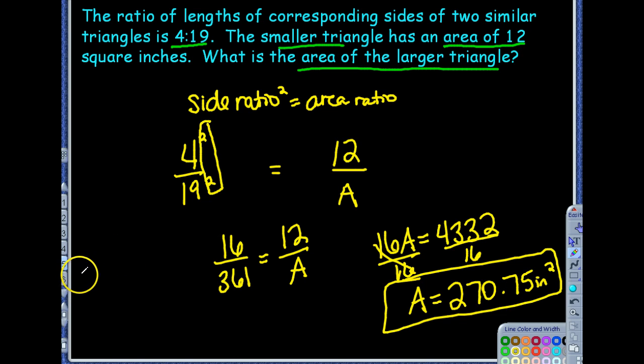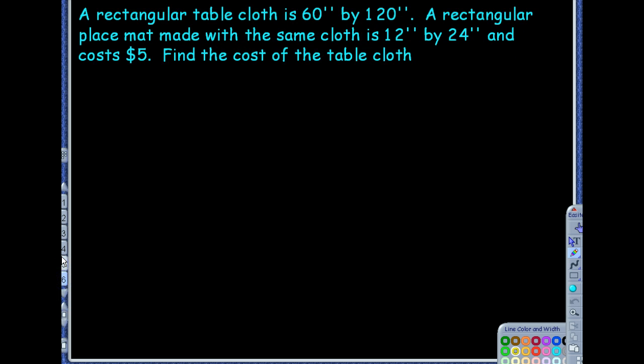Well, it doesn't need to be, but you just got to remember this idea. All right, let's try another example. It says a rectangular tablecloth is 60 inches by 120 inches. The rectangular placemat made with the same cloth is 12 inches by 24 inches, and it costs $5. Find the cost of the tablecloth.